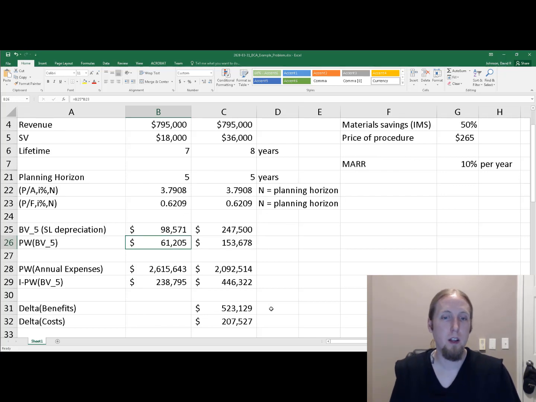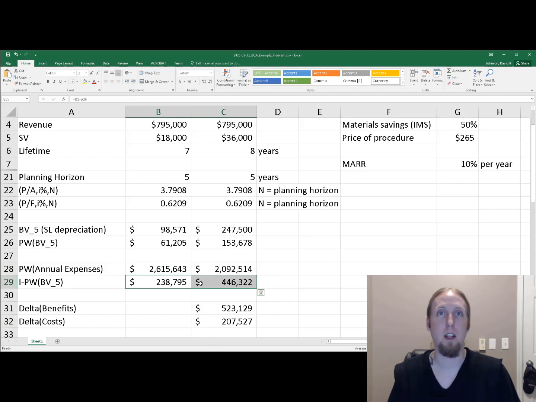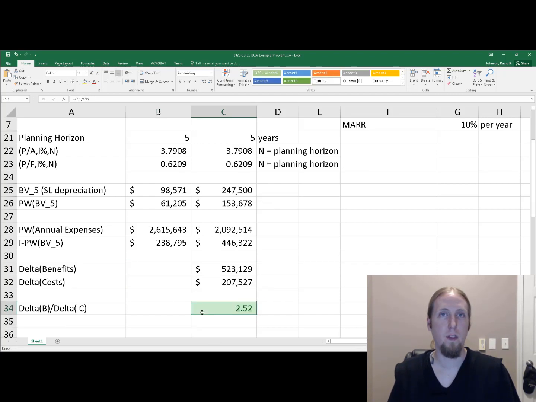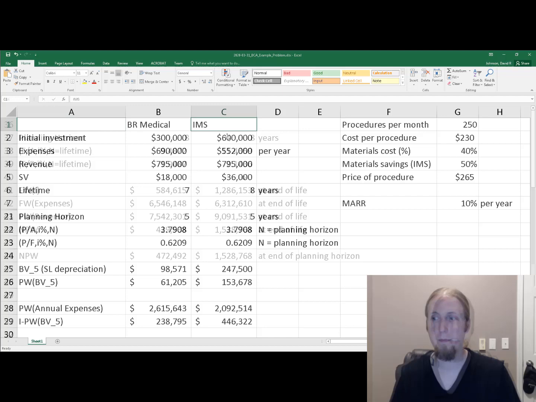Once we've done that, we can calculate the delta in benefits and the delta in costs, where the benefits are the difference between our present worth of annual expenses. The delta costs are the difference between that capital recovery amount expressed in present worth terms. And then we can take the ratio of those, see that the benefit cost ratio of the incremental difference between projects is greater than 1, which implies that the IMS device is our preferred alternative.